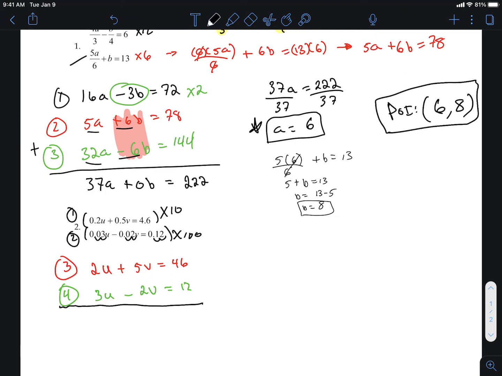Just multiply the top by 3 and the bottom by 2. It honestly doesn't matter. You can get rid of u by doing what Rita said: you can go times 3, times 2.